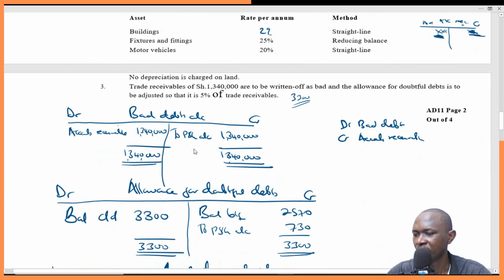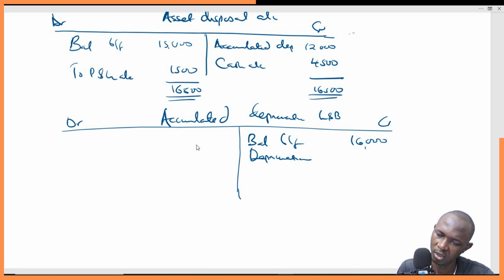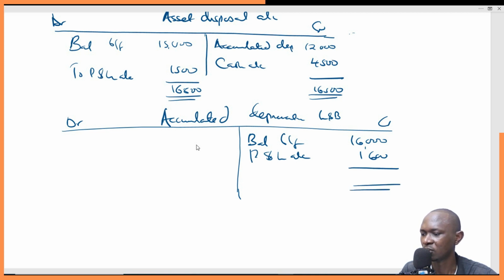So depreciation for this year will be 1,600. Actually, we don't write depreciation here. We write P&L because this figure will go to P&L. So P&L account 1,600. Then we close the books. So this is 17,600.